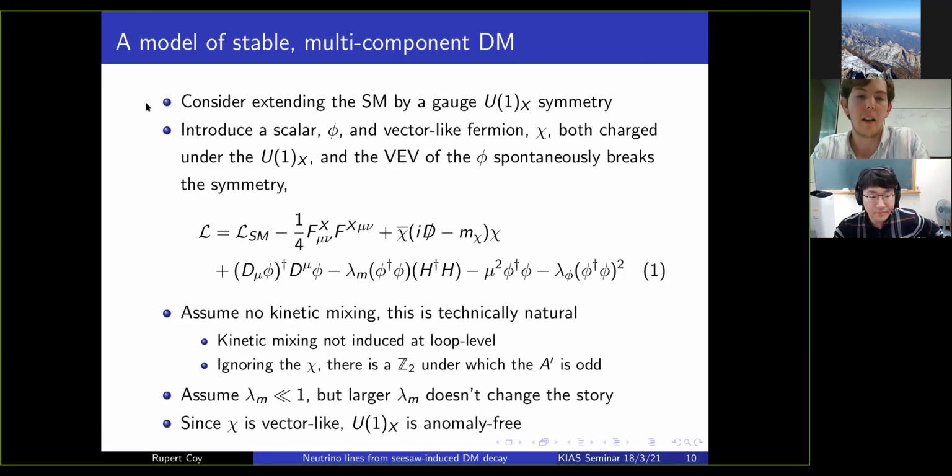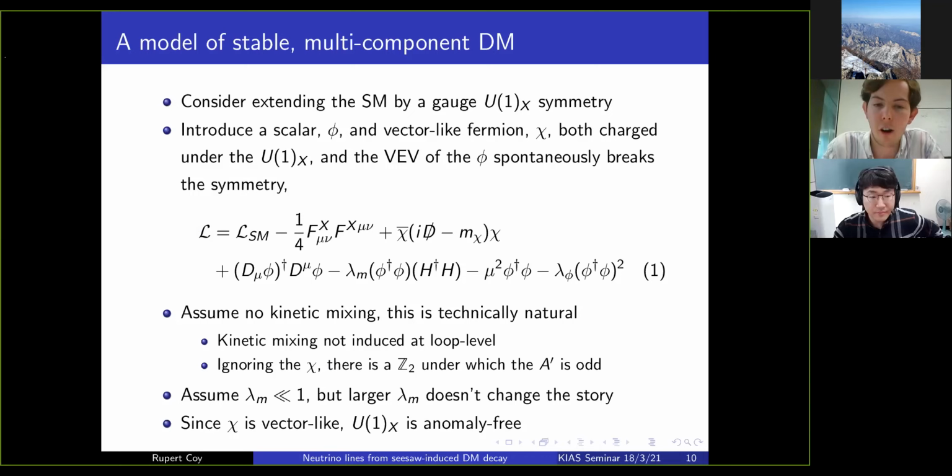So let's consider an example of stable and also multi-component dark matter. It's a simple model where we extend the standard model by a gauge U(1) symmetry. We introduce a scalar phi and a vector-like fermion chi that are both charged under this new gauge symmetry, and they're both singlets under the standard model. The VEV of the scalar spontaneously breaks the symmetry.